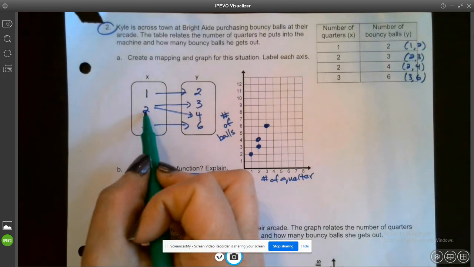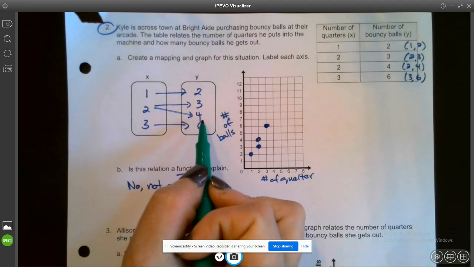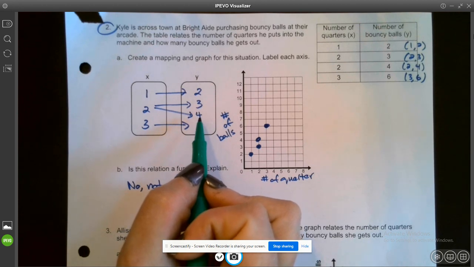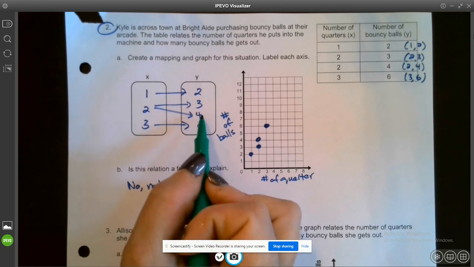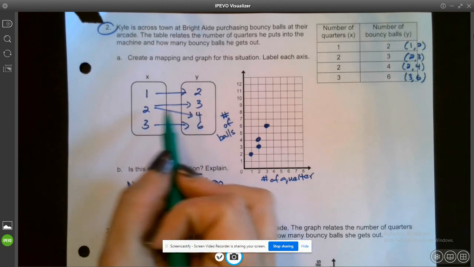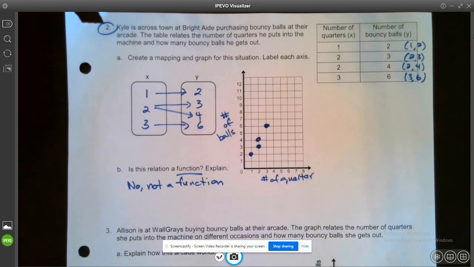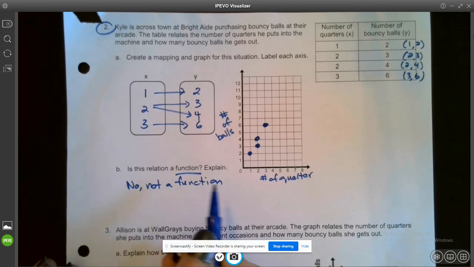When Kyle puts in 2 quarters, he doesn't know if he's going to get 3 or 4. Like, it's the unknown. Okay, into the unknown. Yep, Frozen 2. Okay, so we got some craziness going on here. Because it's not a guaranteed, like we know for sure, it's not a function. It's like a broken machine. Okay, so that's actually not going to work for us. So no, not a function.